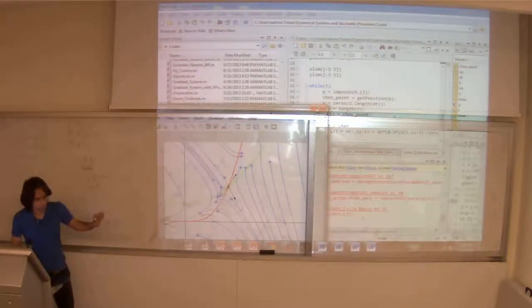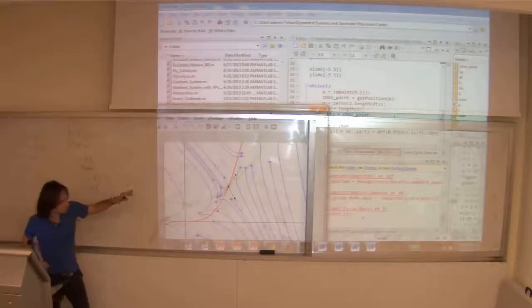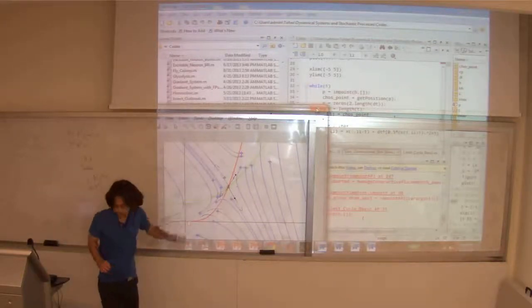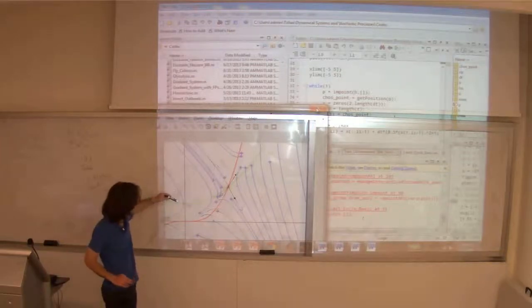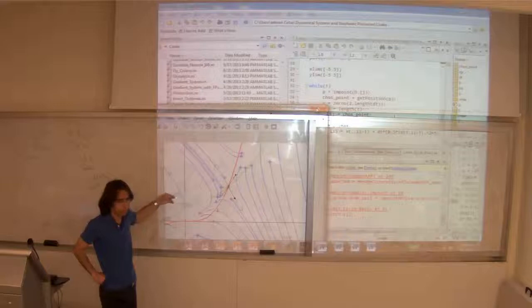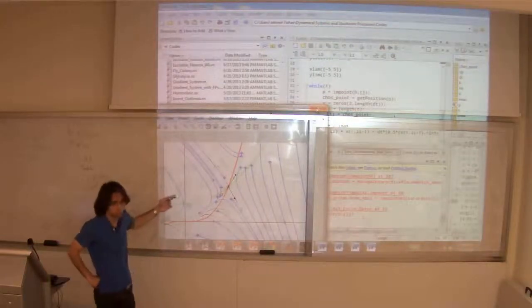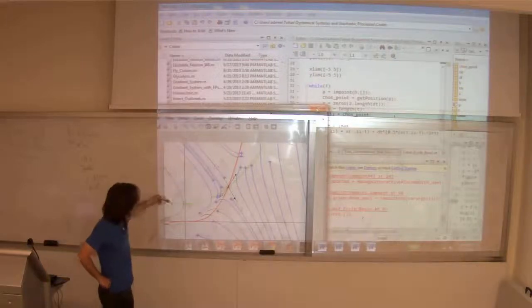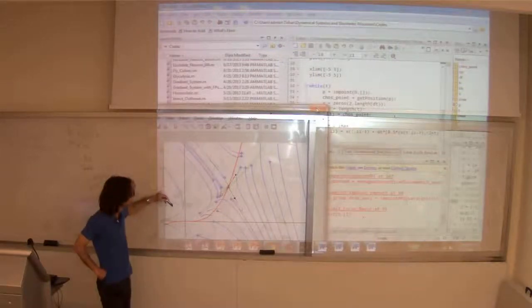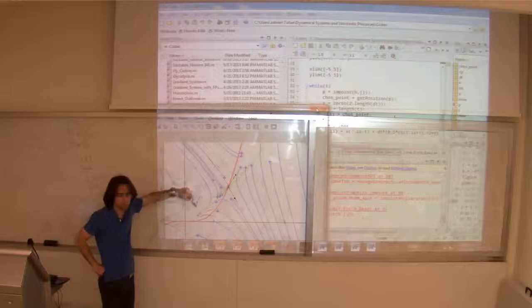Okay, so this is a nice way of viewing the behavior in a two-dimensional system that's nonlinear, and seeing how our guesses and our attempts at predicting the trajectories can actually be pretty good if we follow the rules of the crossings of the null line.